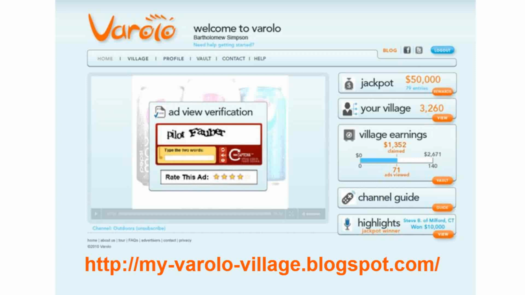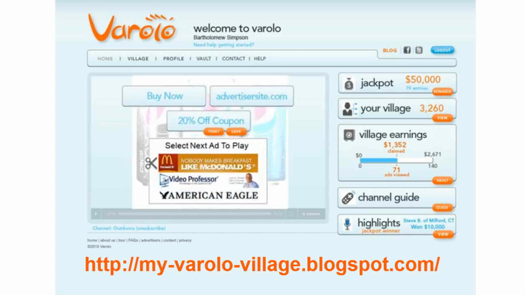In addition to the CAPTCHA window, there's also a Rate This Ad feature, which gives valuable feedback to advertisers. The advertiser then gets to do something that they can't do in any other advertising medium. You can buy now, you can go out to their website, you can learn more, or they can present to you a coupon or a promotional code. At the bottom of the screen, you also get to select the next ad that will play. These ads are the next ads available based on the categories or the channels that you selected.